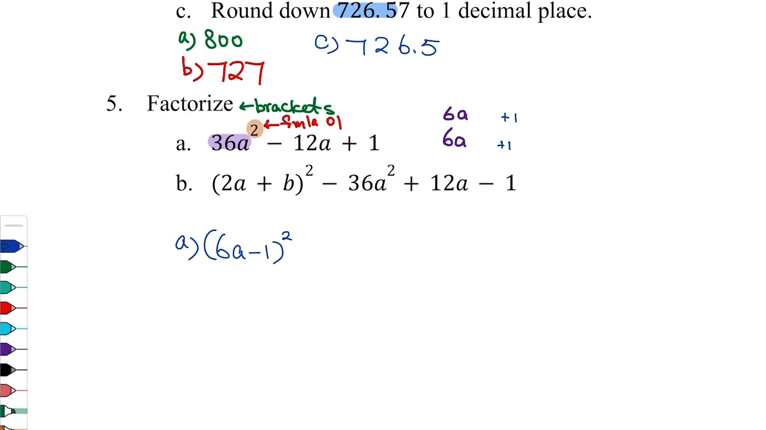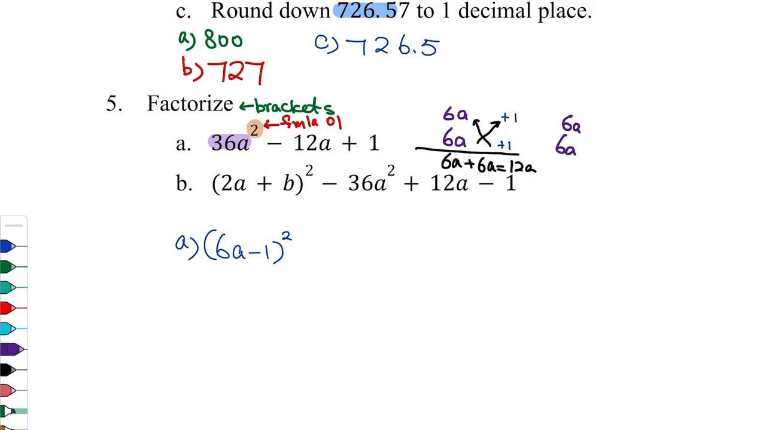Now let me try for this one first. After choosing these numbers, because 1 times 1 is also 1, then we do the cross multiply. 6a times 1, 6a, 6a times 1, 6a. You get positive 12a. This number is not matching the inside one. The inside is negative 12. So this is not my correct answer. So let me try another one.